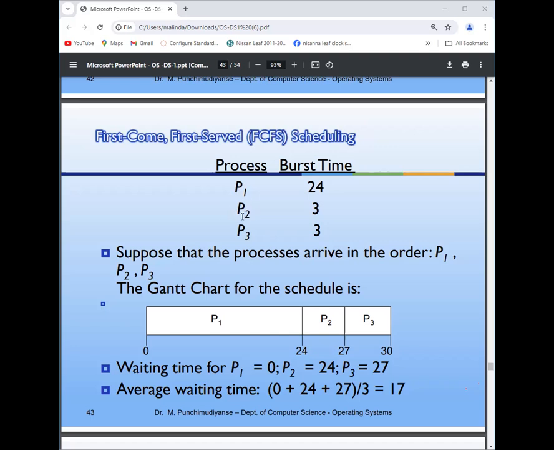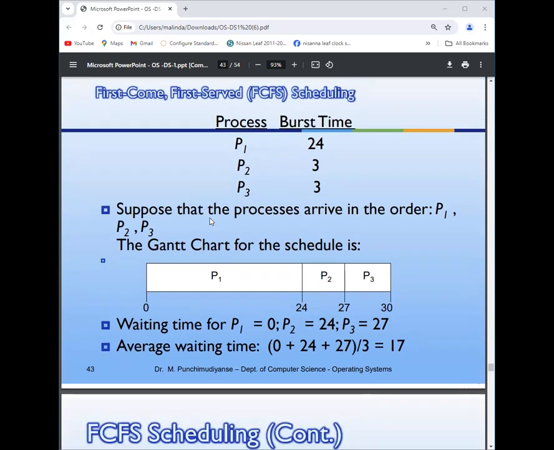And P2 comes second in the queue and it has 3 milliseconds of working time. P3 comes third and it has 3 milliseconds of working time required. Okay, so the order of coming is P1, P2, P3, right? Then the question that I have asked is to calculate the average waiting time. Before calculating the average waiting time, we have to draw a Gantt chart.